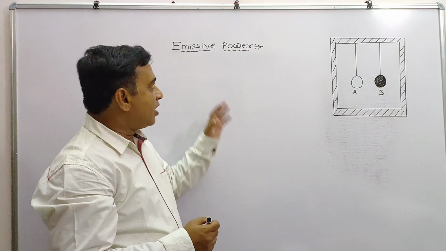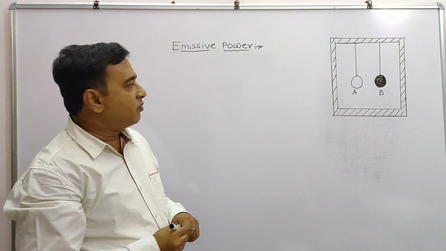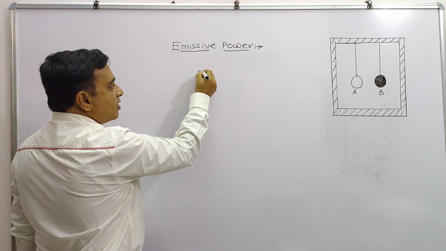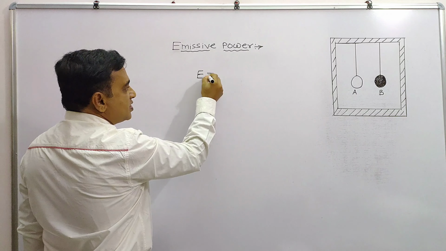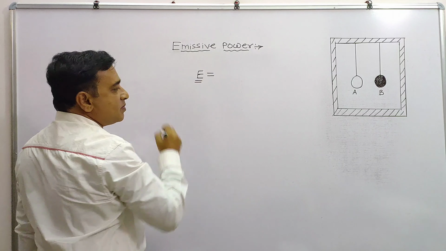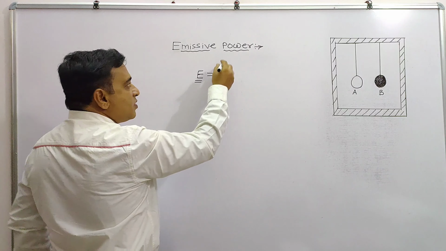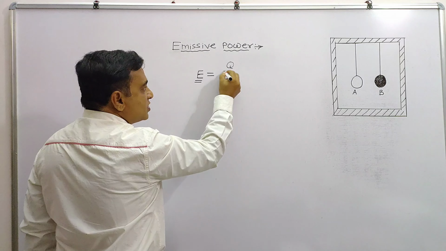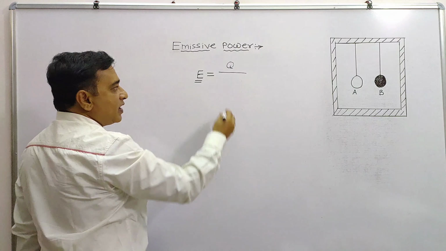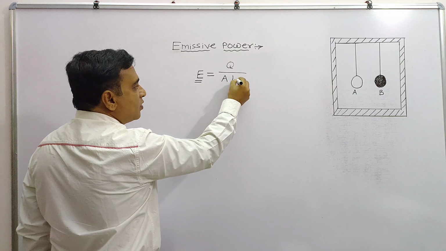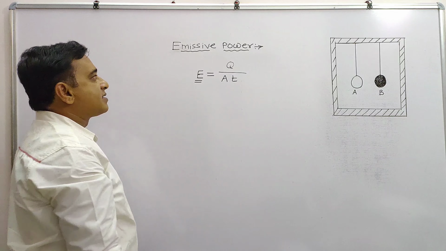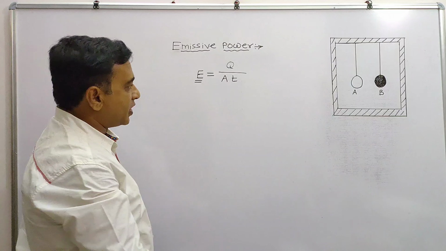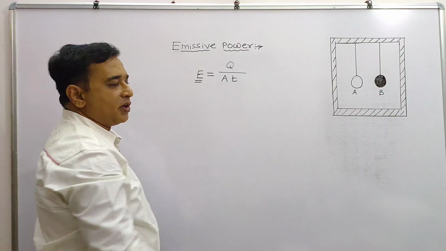Before starting, we are going to know a few definitions. We already know this definition, emissive power. Emissive power is denoted by the symbol E. The emissive power of a body is the radiant amount of energy emitted from the surface per unit area per unit time, known as the emissive power of a general body or any ordinary body.